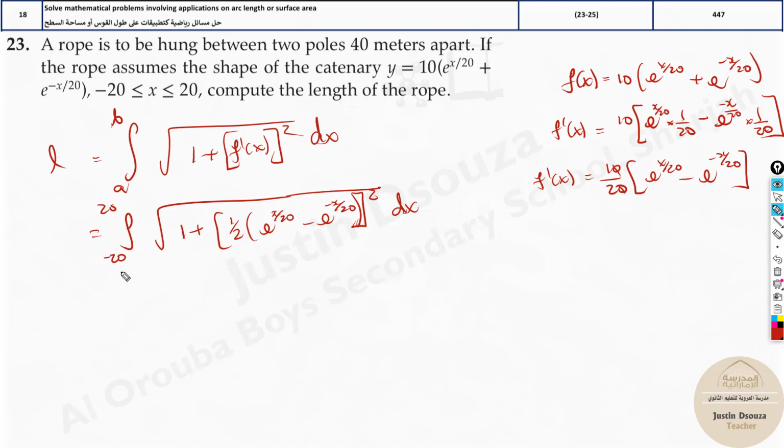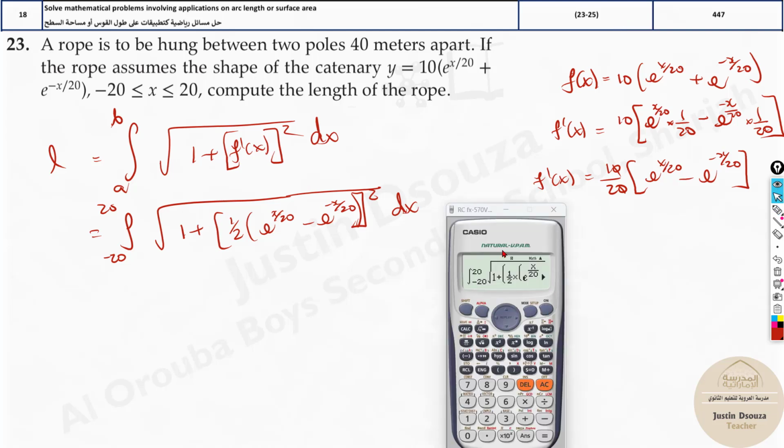And what we do here is just put it in the calculator and you can solve it. So I've just typed the entire equation in the calculator, integral minus 20 to 20, and over here it's 1, open the bracket, half times. I've written this equation and close the bracket 2 times before squaring it, because one is this bracket and then the outer one for the square. And then the dx will already be there, and that's it. Press equal to. That is the answer.